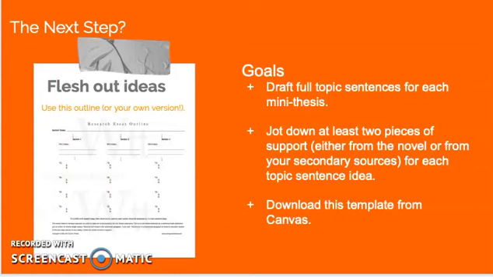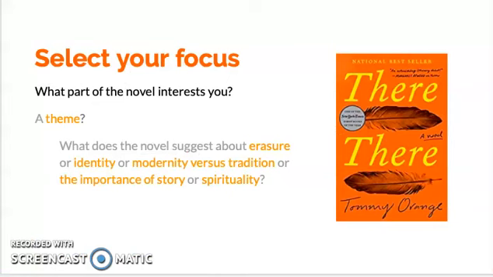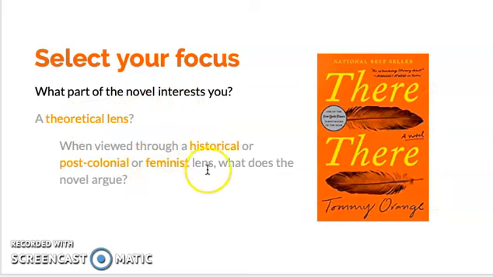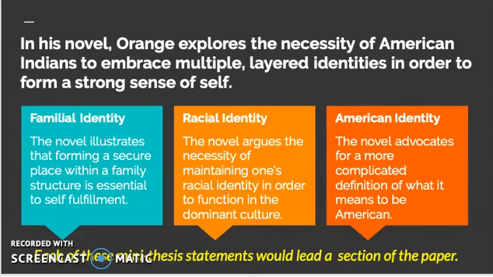Okay, you guys. So again, our three inroads then, if you like a certain theme, or if you are really interested in literary devices or rhetorical features, or a theoretical lens. So that's your select your focus, figure out what your claims are, then start to break down your claims, both on the mini thesis level and then the topic sentences, and then start finding all that support.